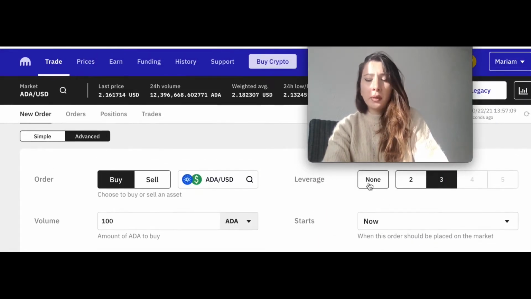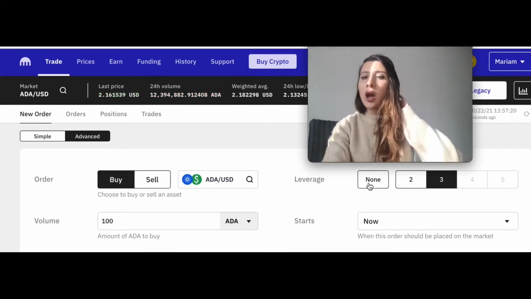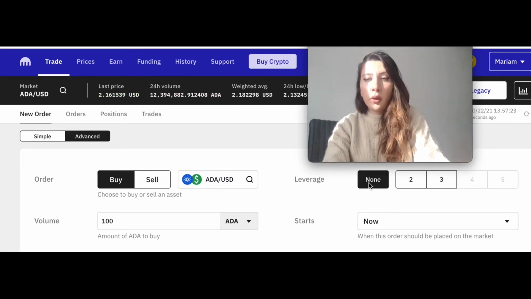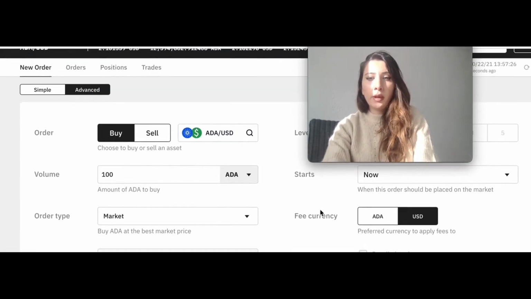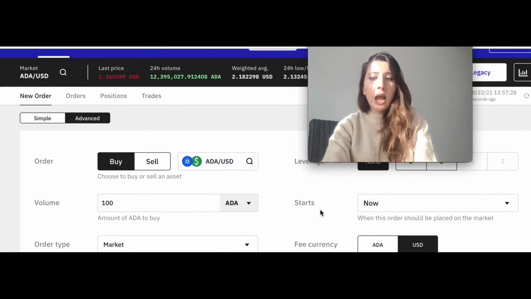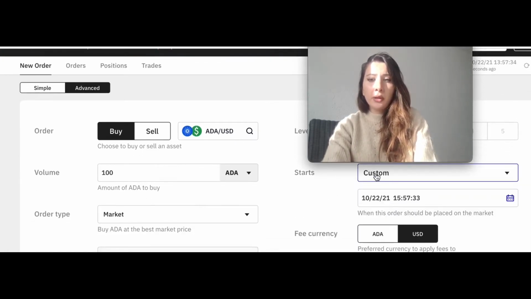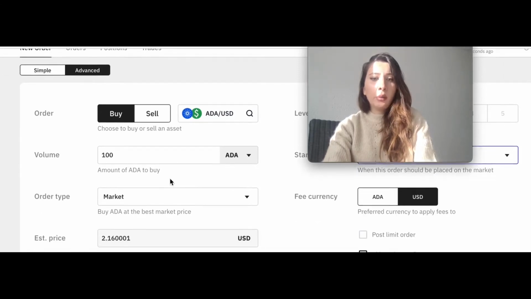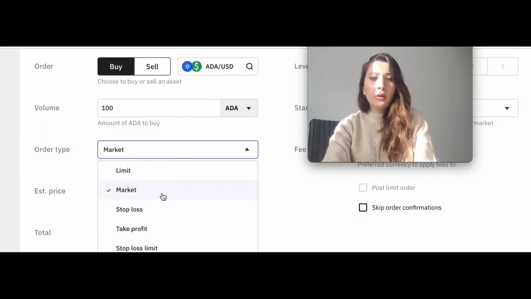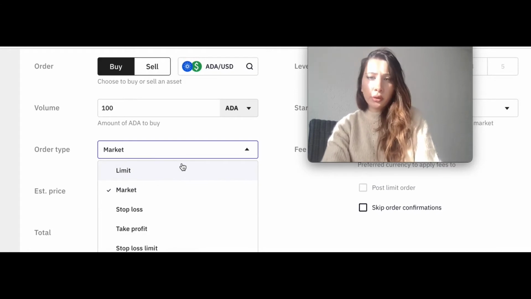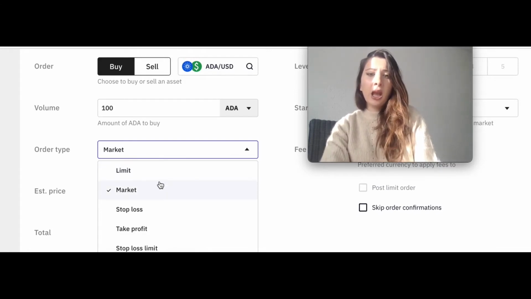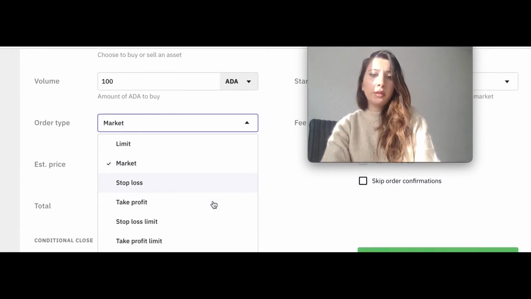For example, for the purposes of this video, I will indicate that I don't want margin trading, none. It means that you are buying with your own assets and you don't have any risk of liquidation of your portfolio. So no matter where the price goes, you will not be liquidated. You will just be holding these assets. Start now. You can indicate when you want this order to be started, and then you indicate volume again. We already talked about market and limit orders. Limit is the price that you pick for buying, and the market is the price that is right now.